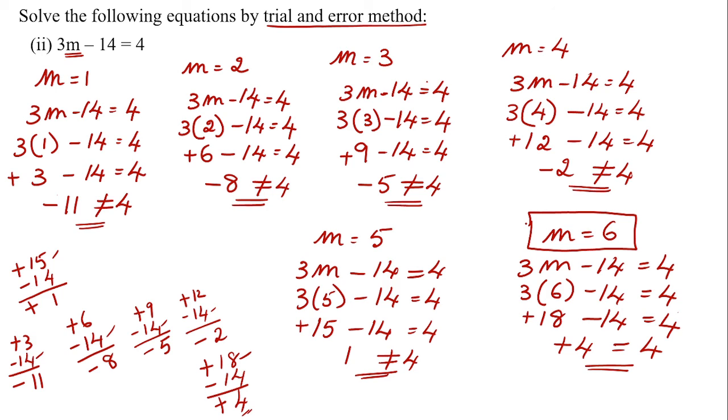Okay, so through trial and error method, by taking the values of m as 1, 2, 3, 4, 5 and 6, we find that m is equal to 6 will equate the left hand side with the right hand side of the equation.